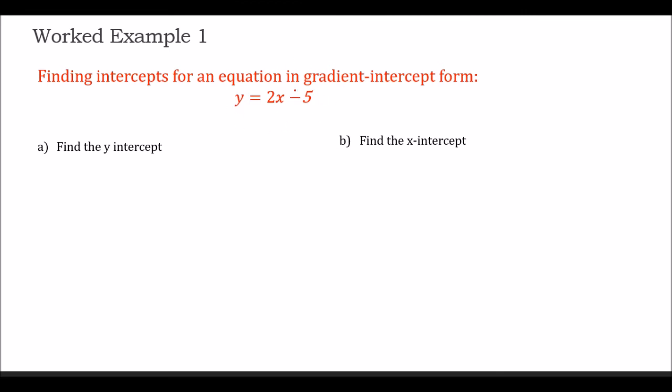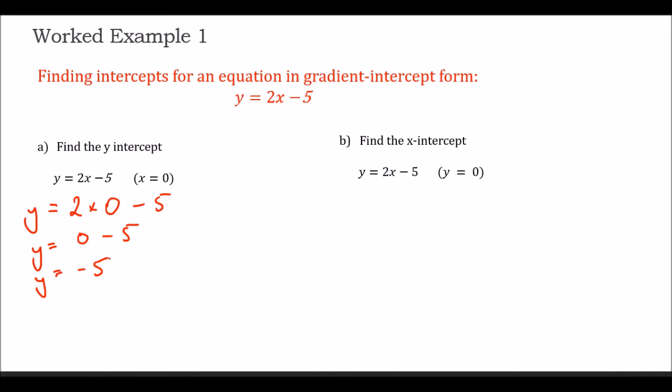Let's do that. Firstly, remember, if you're looking for the y-intercept, you've got to change x to 0. So let's change x to 0 in the equation. So y equals 2 times 0 minus 5. 2 times 0 is 0, take away 5. So that means y equals negative 5. Easy. So the y-intercept is negative 5.